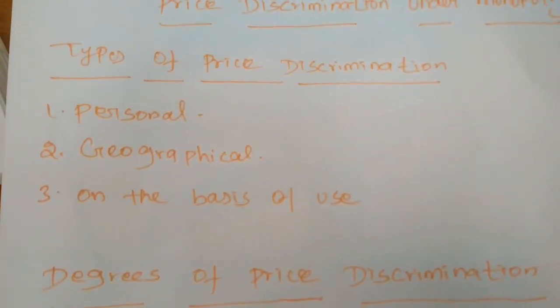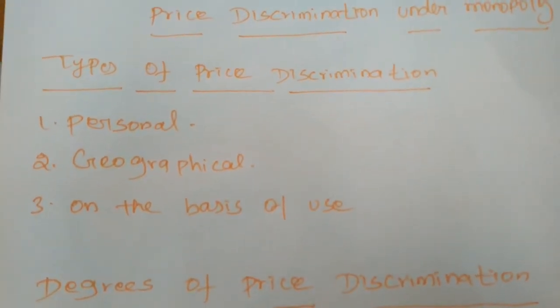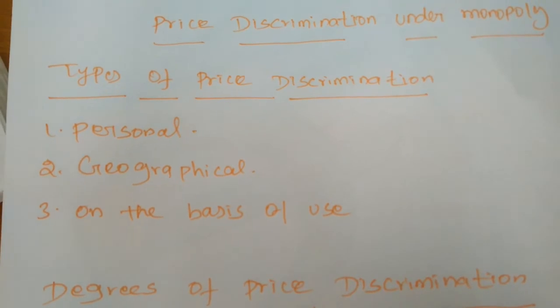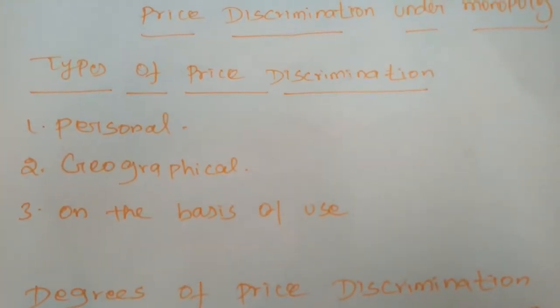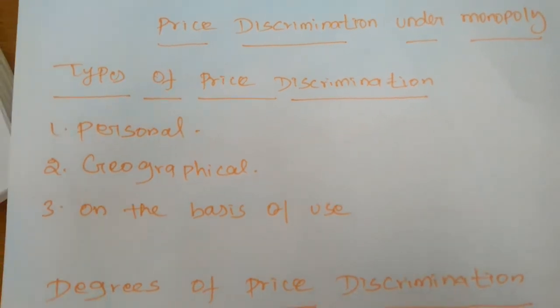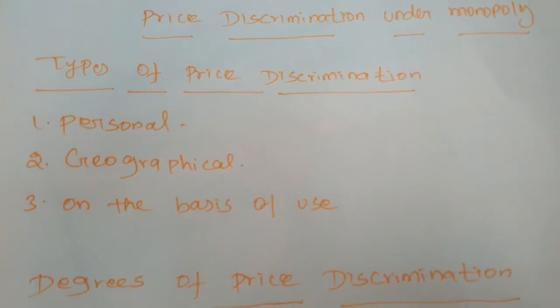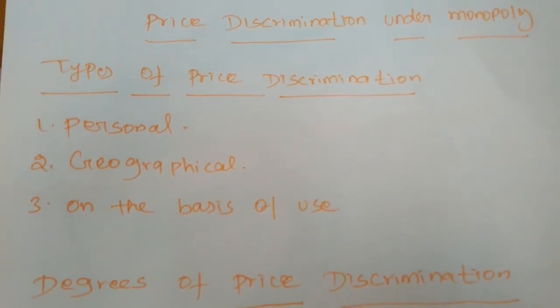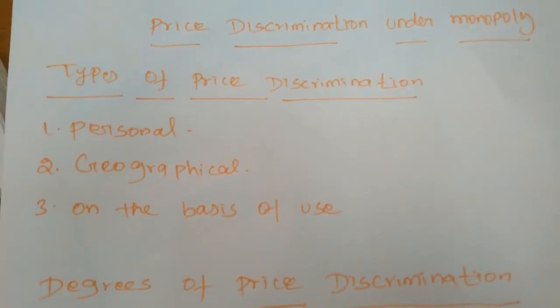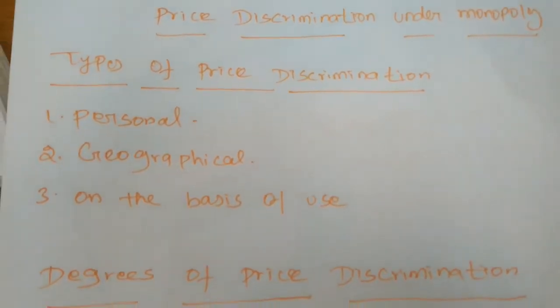Like that, cinema theaters also fix different prices. In the first class one ticket rate, in the second class another rate, and in the third class another rate. But we are going to see the same movie. So if the price is discriminated according to the person, that is called personal price discrimination.